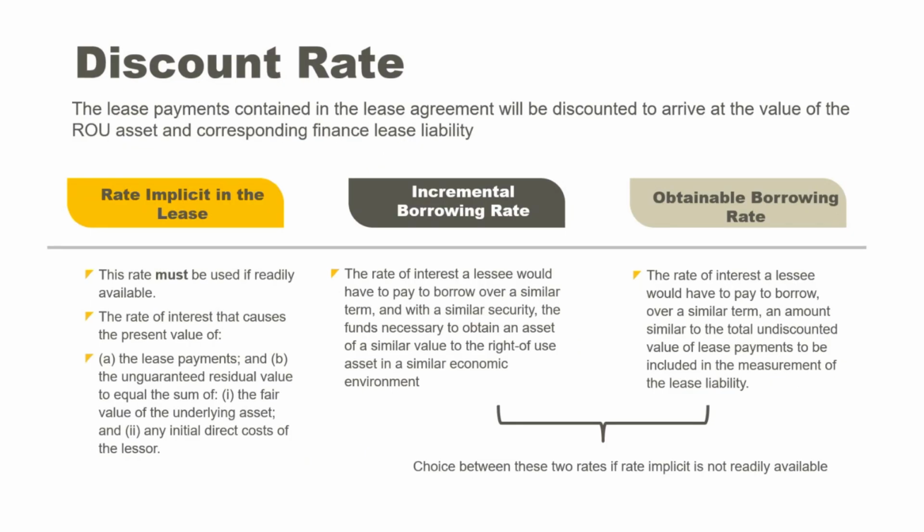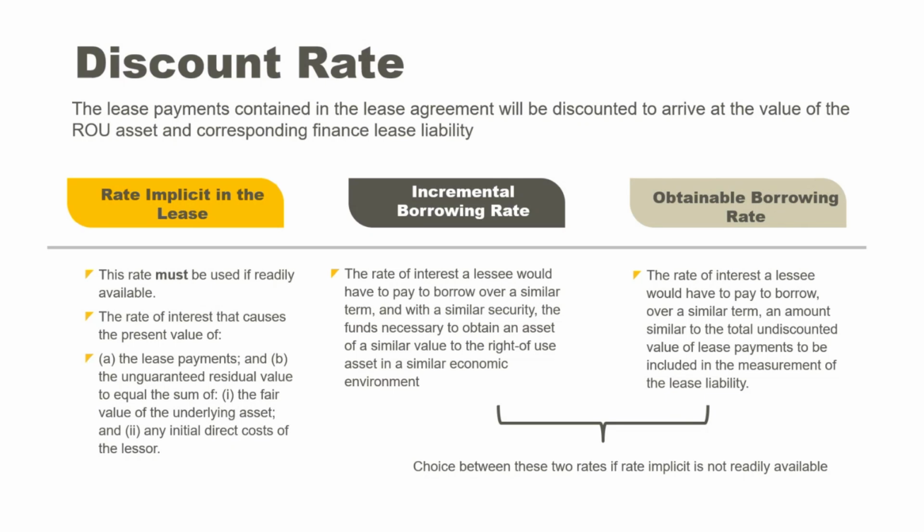You will need to discount the unpaid lease payments to present value to determine the value of the right of use asset and lease liability. Now, how do you choose a discount rate? Well, the standard says that if you have an interest rate at the inception of the lease that causes the present value of the lease payments to equal the fair value of the leased asset, and this rate is readily available, you must use this rate. This rate is referred to as the rate implicit in the lease. Now, this is effectively the rate of return on the asset, and in practice, you're unlikely to have this information unless it's been provided to you by the lessor.